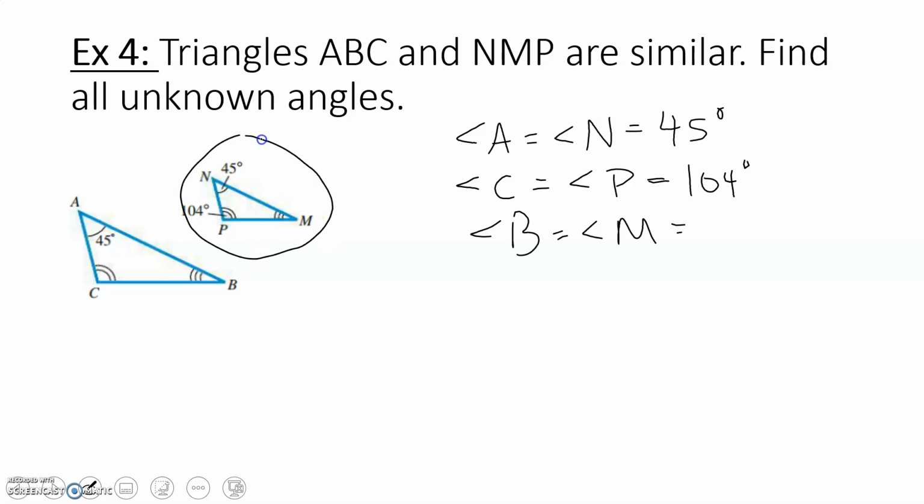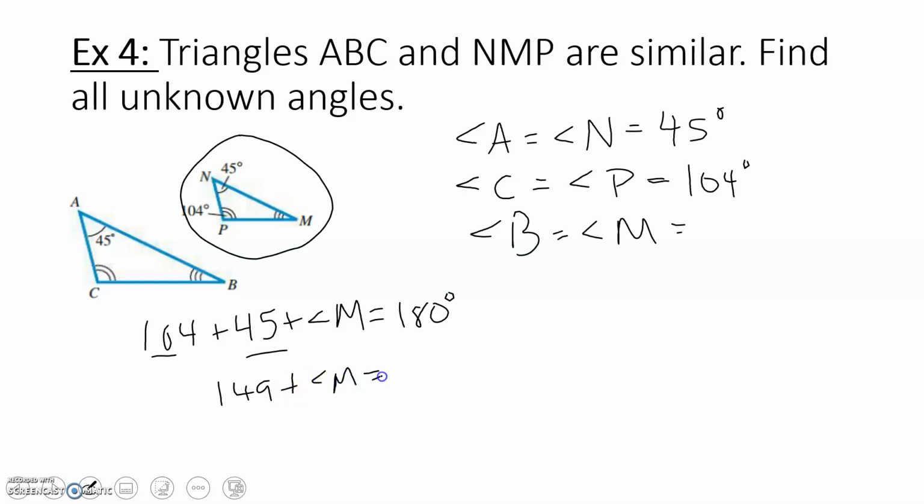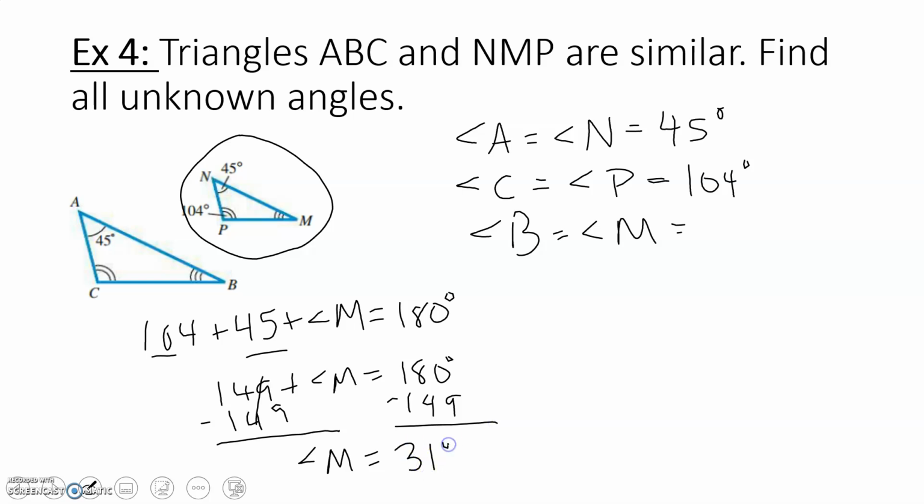So if we look at this triangle, we see 2 of the angles. So if we say 104 plus 45 plus angle M, when we sum those up, we know they should equal 180. So if we add the 104 and the 45, we get 149. And if we want to solve for angle M, then we need to subtract the 149 from both sides. So we would get angle M is equal to 31 degrees. So angle B and angle M will both be 31 degrees.